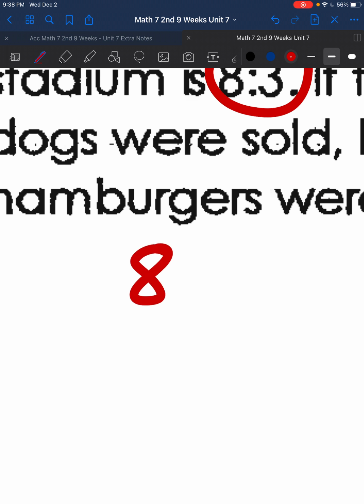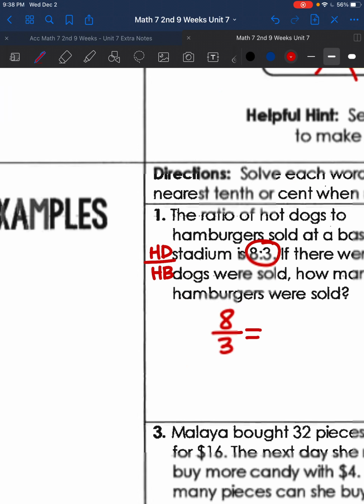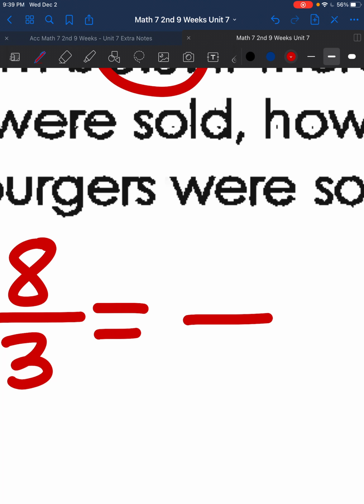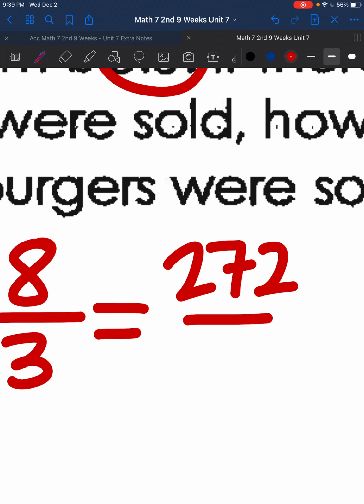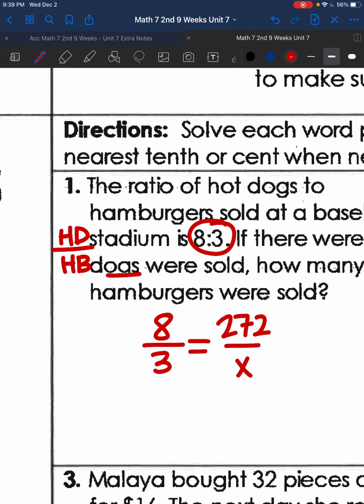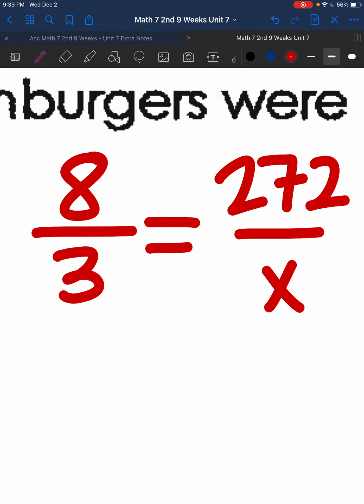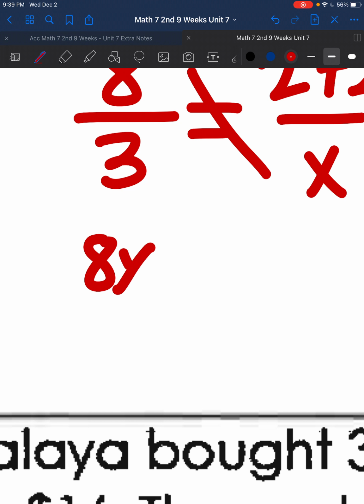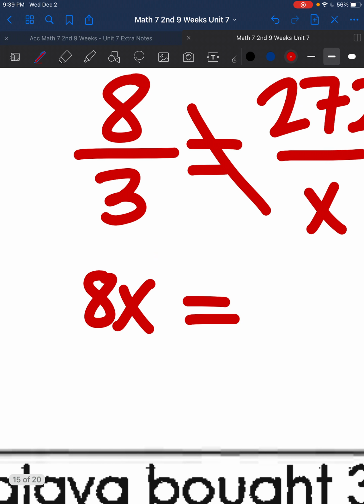If there were 272 hot dogs sold, how many hamburgers were sold? Well, let's start with 8 over 3 and set that equal to something else. Now we know 272 hot dogs were sold. So does hot dogs go on top or bottom? Well, according to our key, it goes on top. So 272 over X. We don't know how many hamburgers were sold. So now I'm ready to cross multiply to find my answer.